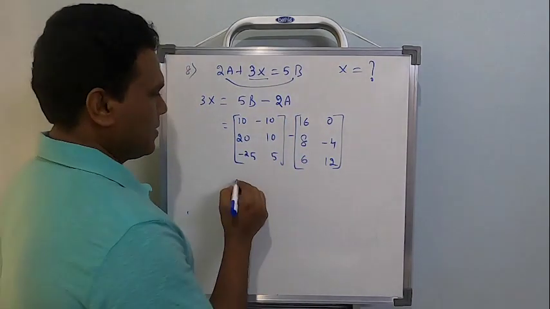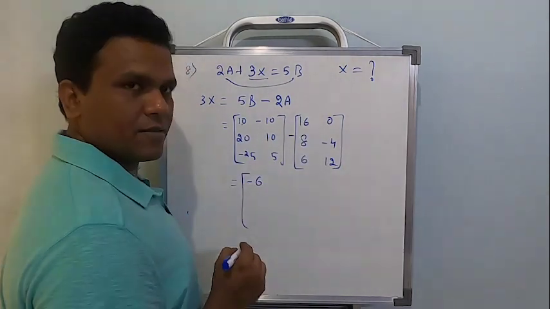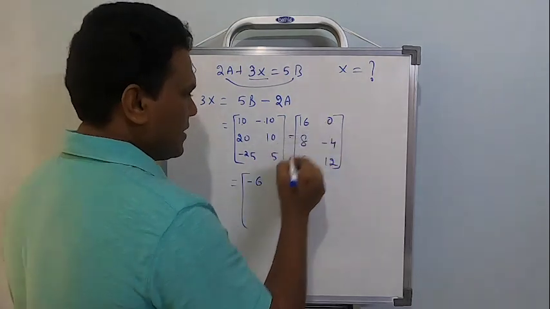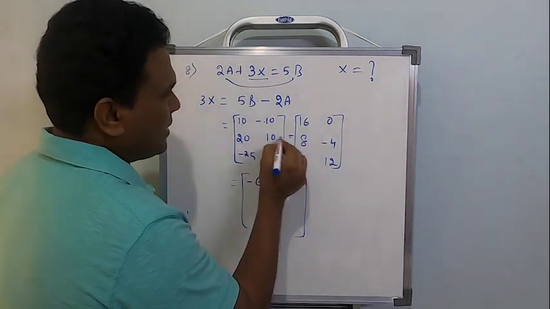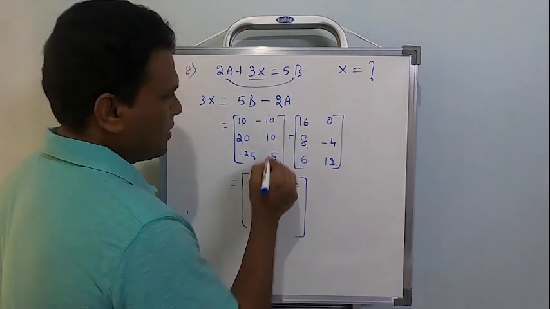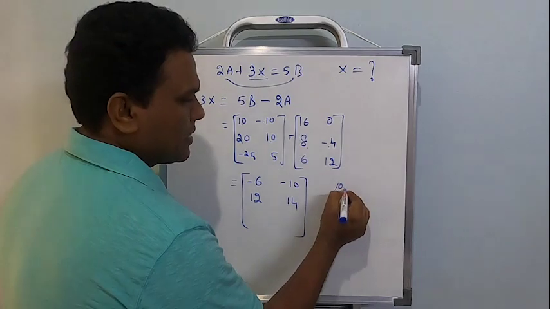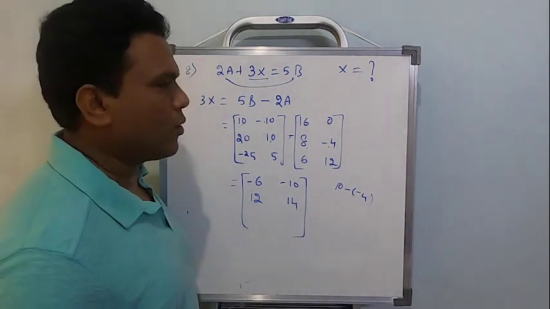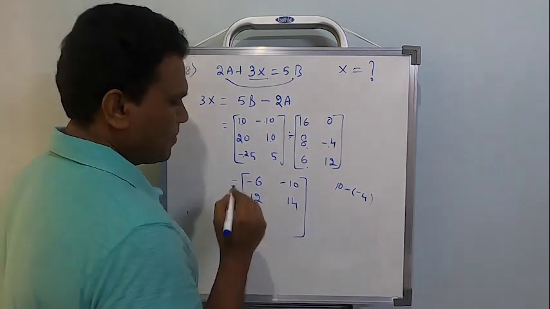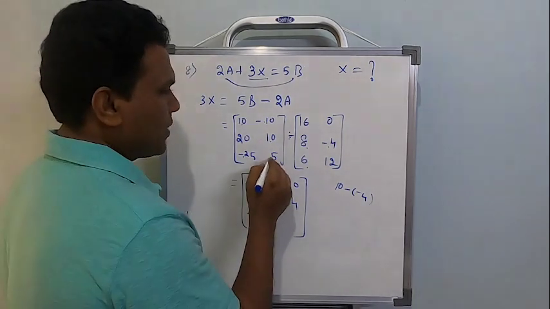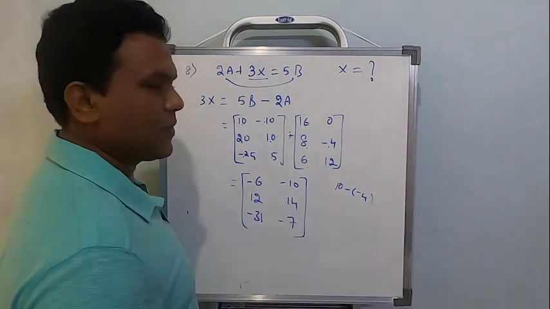Now subtract it. So it's going to be 10 minus 16, minus 6. Minus 10 minus 0, minus 10. First row, it's over. Next, 20 minus 8, 12. 10 minus of minus 4, 14. Right, okay, the next. Minus 25 minus 6, minus 31. Right. The next one, 5 minus 12 is going to be minus 7.